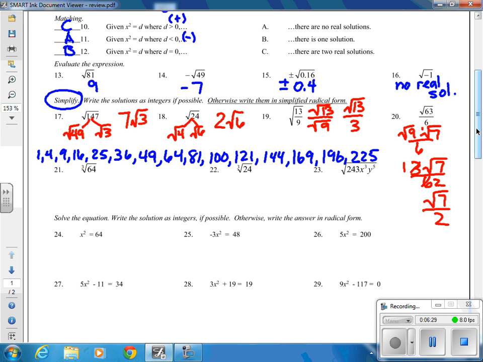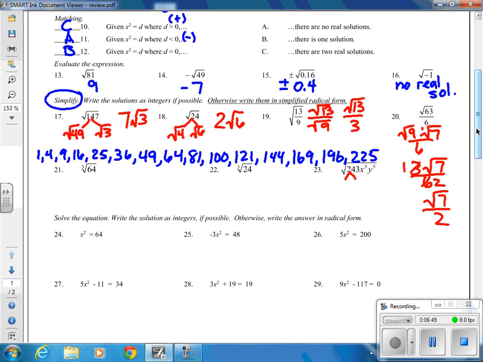I'm going to skip over 21 and 22 simply because those use cube roots and that's a whole different list. But for number 23, that's also using perfect squares, especially for the number 243. The only difference between 23 and the rest of them is that there are letters involved, right? And you do have to know how to break apart the variables, right? But the first thing we want to do is break apart this 243.